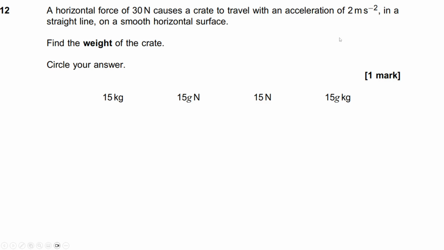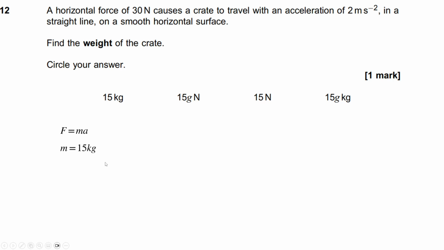A horizontal force of 30 newtons causes a crate to travel with an acceleration of 2 meters per second squared in a straight line on a smooth horizontal surface. Find the weight of the crate. Okay, so if it acts with a force of 30, and we know it weighs, then we know it can weigh, we'll say, 15 kilograms.